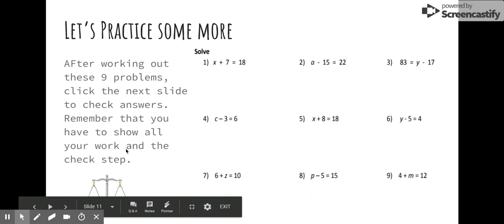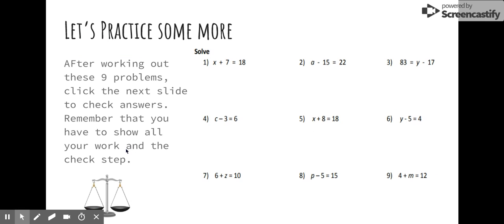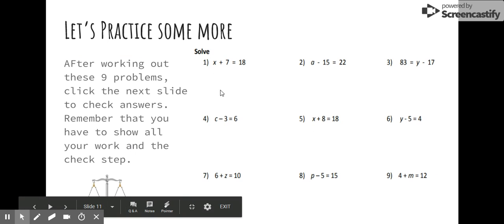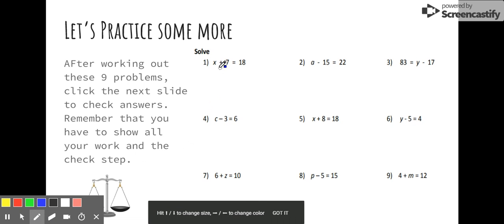Okay, so I have 9 practice problems here that I want you to do the exact same thing. I want you to show me the inverse operation. So the first one is we are subtracting 7 because I'm adding it. So I subtract 7 on both sides because it's an equation.